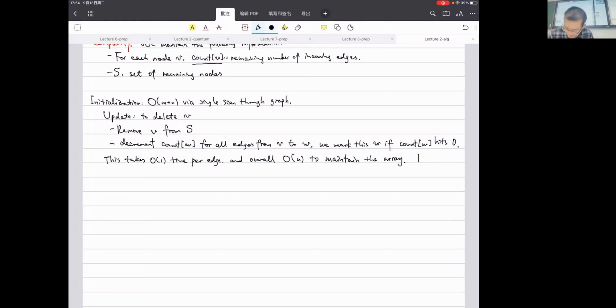So question ended. So there is a question saying, what does it mean to scan through the graph?